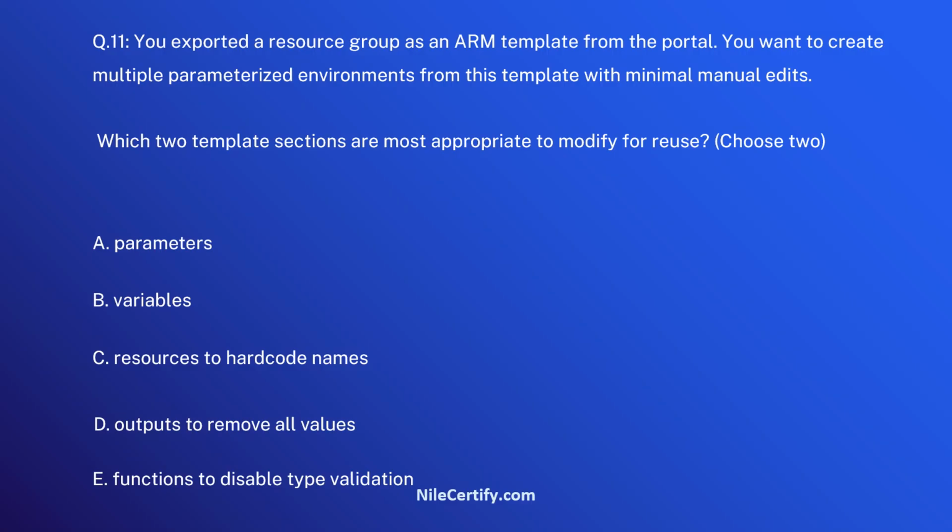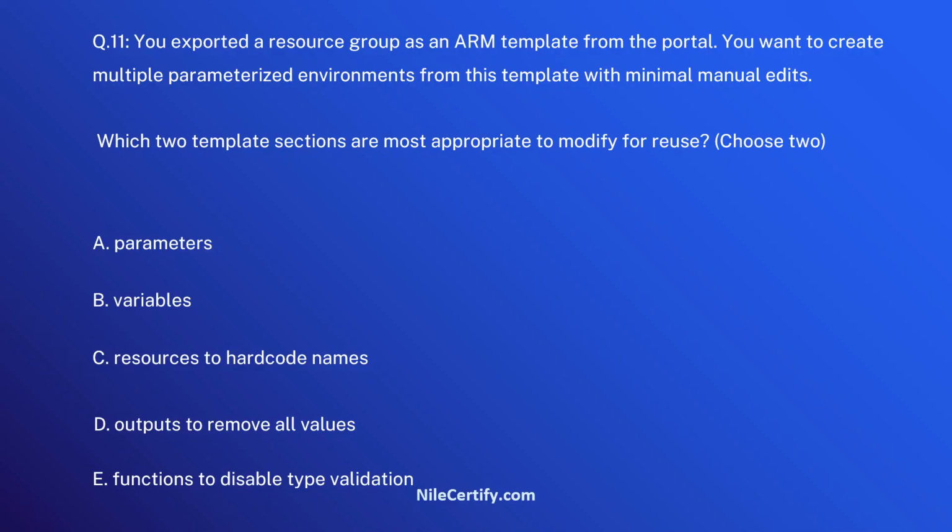and it's unrelated to reuse or parameterization. Option C, resource to hard code names. And this is exactly what you should avoid, because hard coding names in the resource section makes your template tied to an environment, inflexible and hard to reuse, and prone to deployment failures, because the name can be taken, right? So you shouldn't select this option.